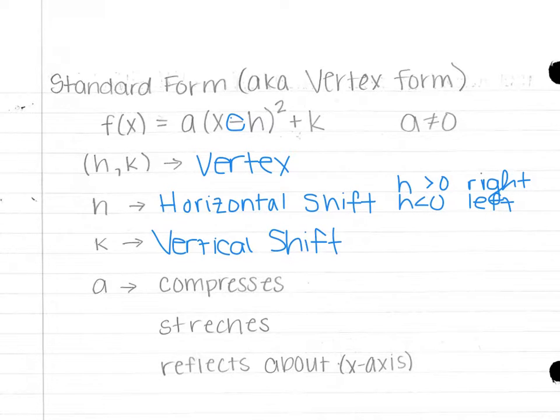And a, that value of a in the beginning of the expression here, does a lot of different things. So a kind of dictates the width of your parabola. So when a is 1, you have your normal parabola. If the absolute value of a is greater than 1, so looking at 2 or 7 or 10, you actually have a skinnier parabola. And so it's actually compressing that.